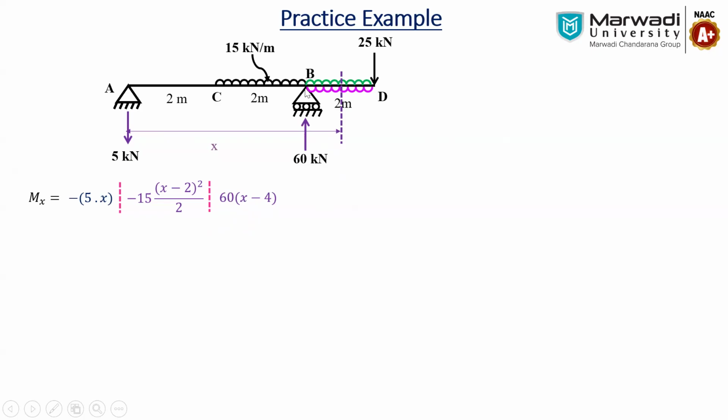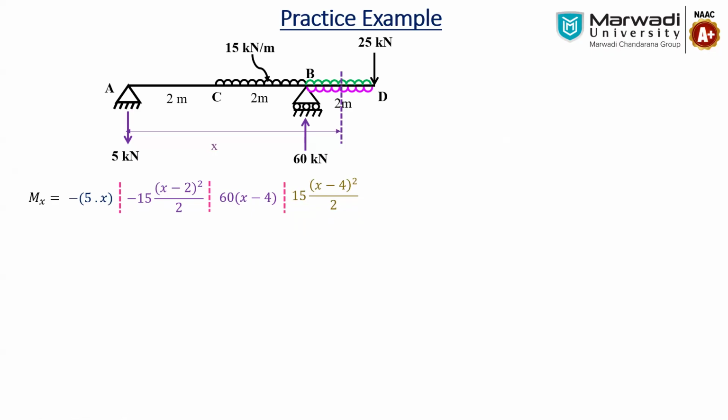And last, consider the violet portion of the UDL, because the upper green portion we have already considered in the second term, where x can be any value from 4 to 6. If you are considering that as a minus, then obviously this opposite UDL gives the positive moment as it is acting in the opposite direction. So we'll consider the same distance like we have considered in the case of the point load, but it is 15 multiplied by x minus 4 into x minus 4 by 2. So it is plus 15 into x minus 4 whole square by 2.